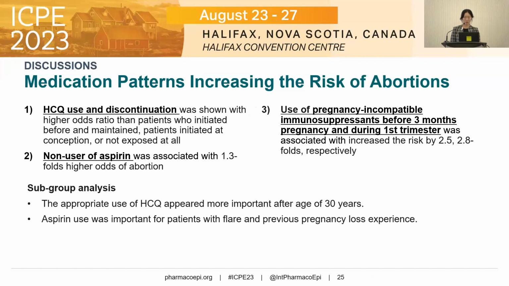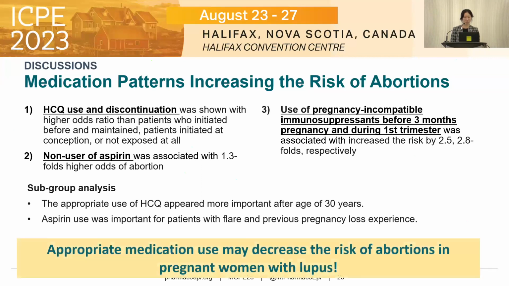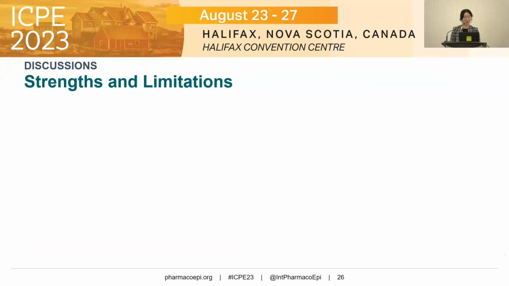The subgroup analysis focused on certain populations, like the age group 30 years or older, who were more important for the use of hydroxychloroquine and aspirin, along with patients at risk for flare and with previous pregnancy loss experience. In conclusion, appropriate medication use may decrease the risk of abortion in women with lupus. And I hope this evidence could facilitate family planning more actively and medication management in patients with lupus.